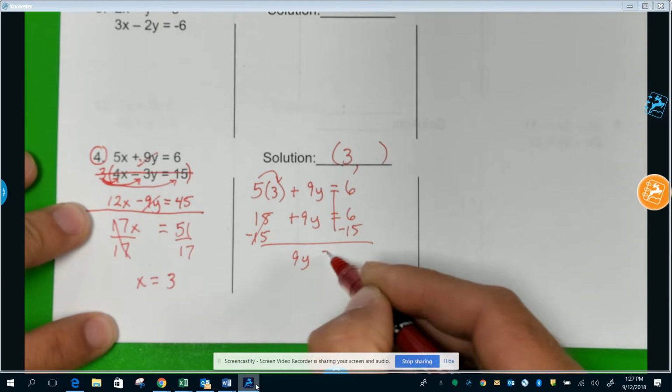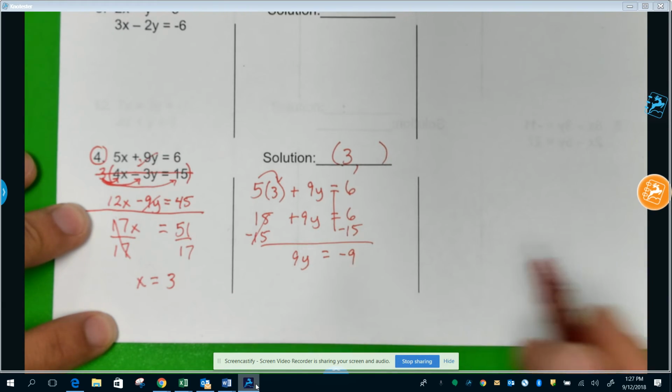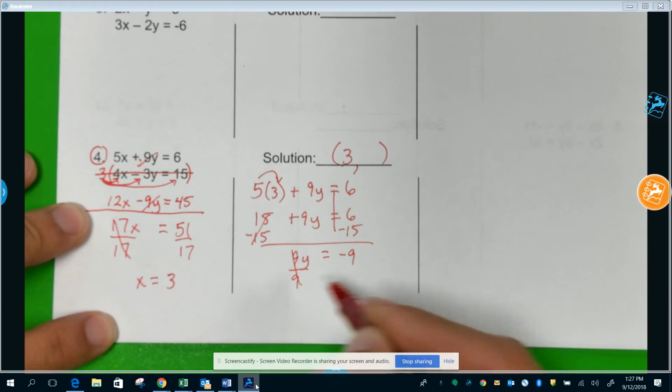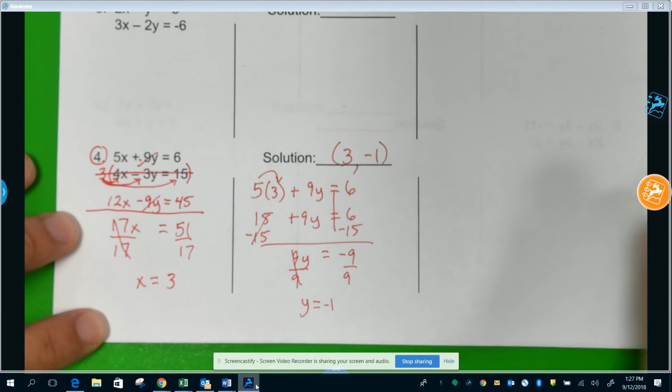So now I've got 9y equals 6 minus 15, negative 9. And solving for y, we are dividing by 9, so the 9 cancels on the left. And negative 9 divided by 9 gives me negative 1. So my solution there would be (3, -1). The x value comes first, the y value comes second.